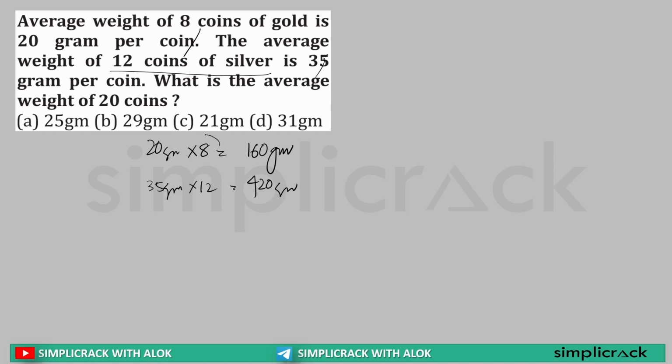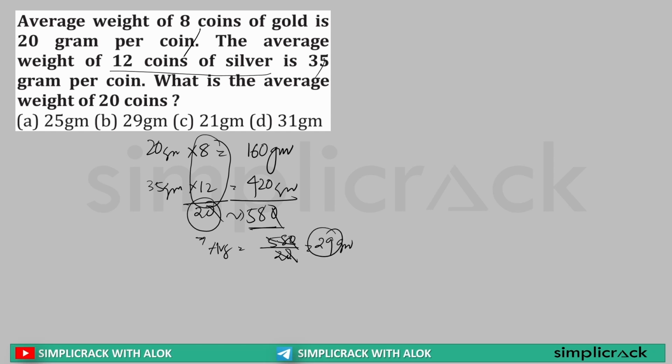Now it is asking what is the total average of this. Total coins 20. So what I will do first, I will add the total weight, 160 plus 420, that is 580. Yes or no? Now 0, 0 will cross out. So 20 coins are there. Total weight is 580 gram. So the average weight is 580 by 20, 0, 0 cross out. 58 divided by 2 is equal to 29 gram. So the average weight of each coin or the average weight of 20 coins is what? 29 gram. Clear? This is how you can calculate the whole thing.